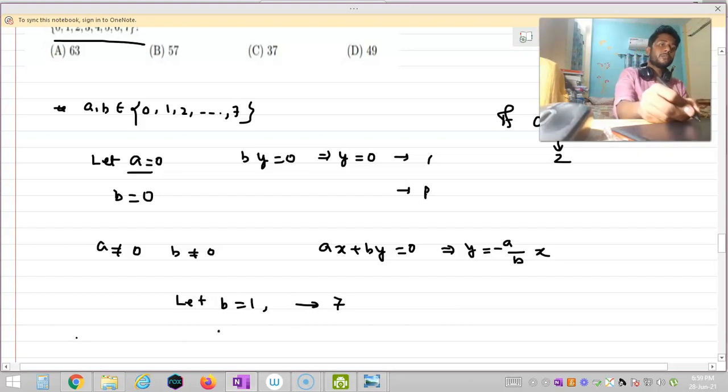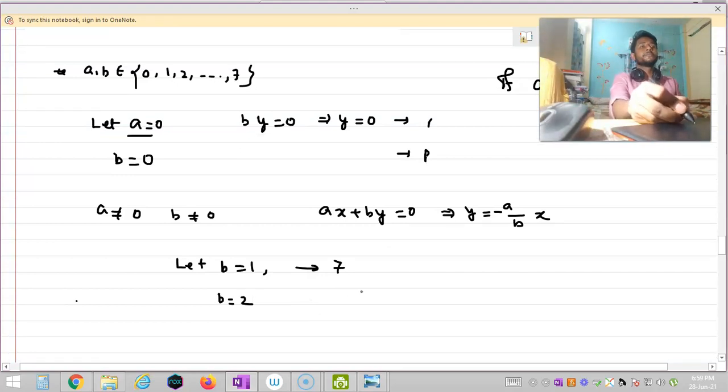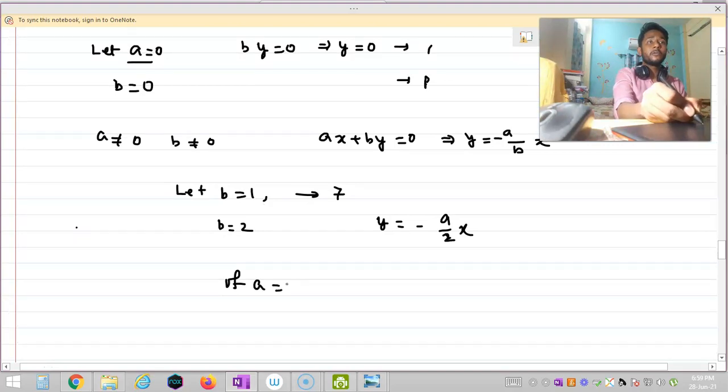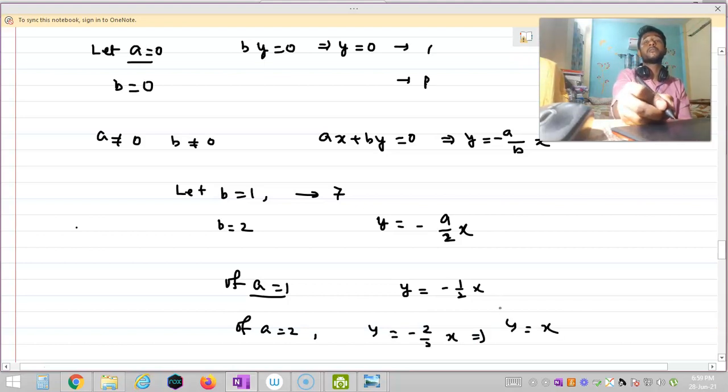Now if b equals 2, how many possibilities are there? If you are thinking that there are still 7 possibilities, then you are absolutely wrong. Now let me show you why there are not 7 possibilities. If b equals 2, then y equals minus a by 2 into x. Now if a equals 1, then y equals minus 1 by 2 x. That's absolutely fine. If a equals 2, then y equals minus 2 by 2 x, which implies y equals minus x, which we have already taken in this case.